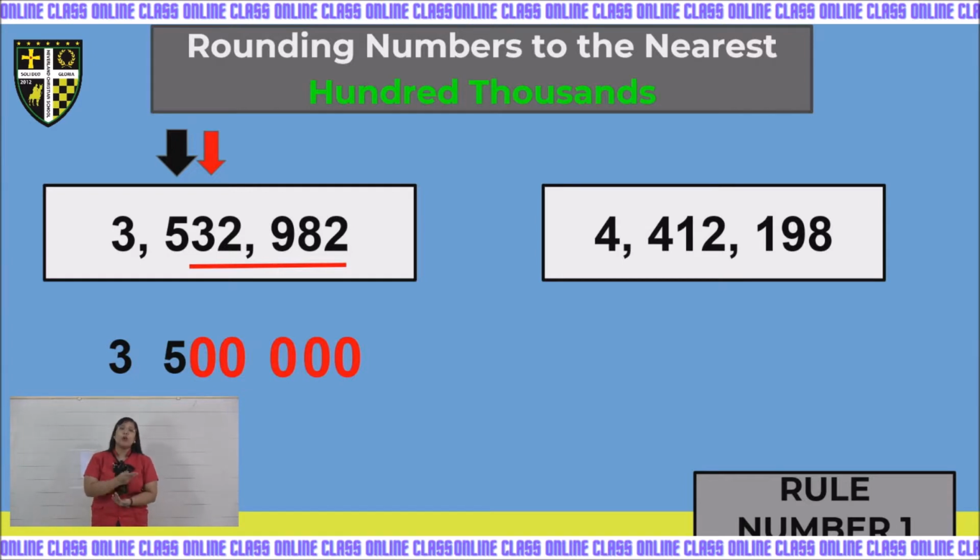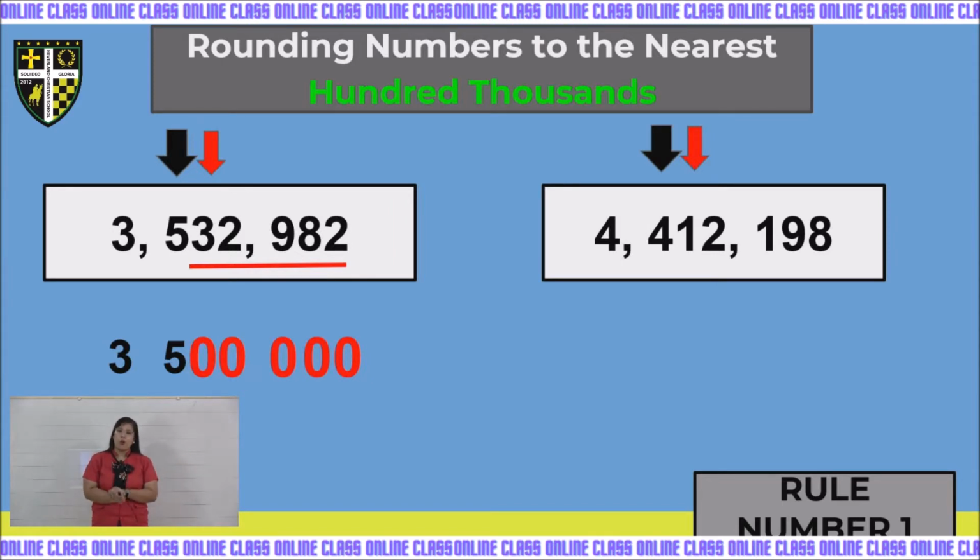First again, we will identify the 100,000 place, which is 4. And beside 4 is 1. Again, after identifying the digit in the 100,000 place, we will now look at the number at the right side of 4, going to the right.